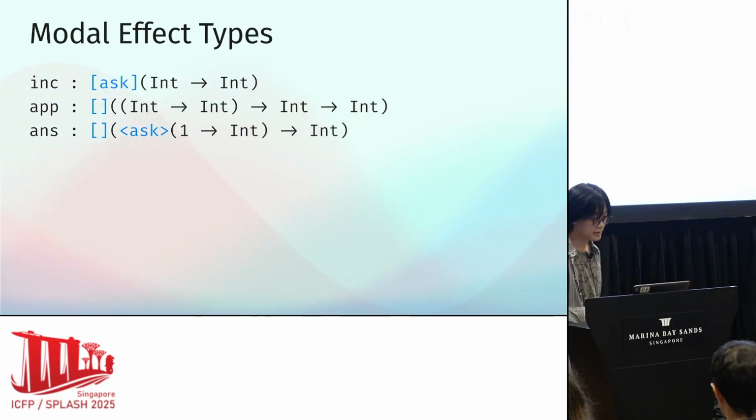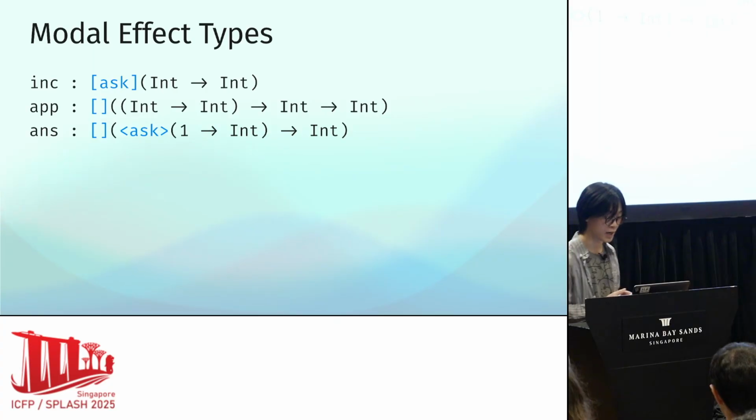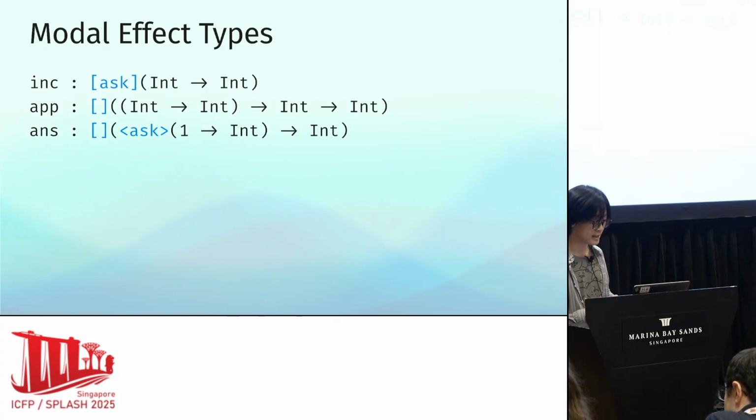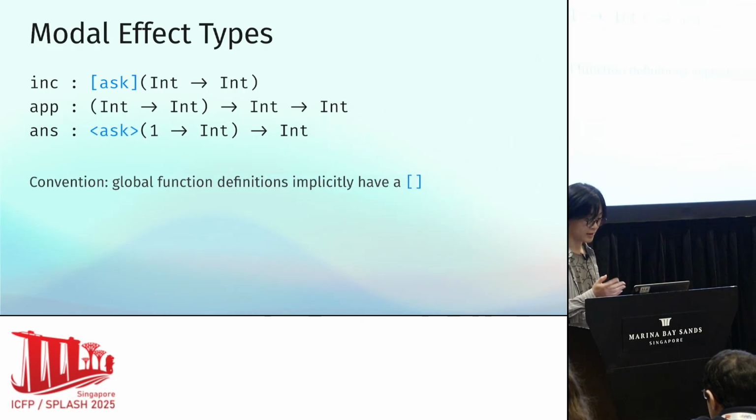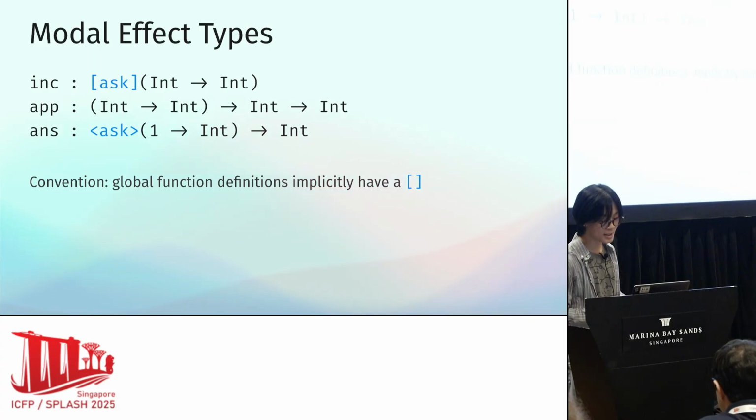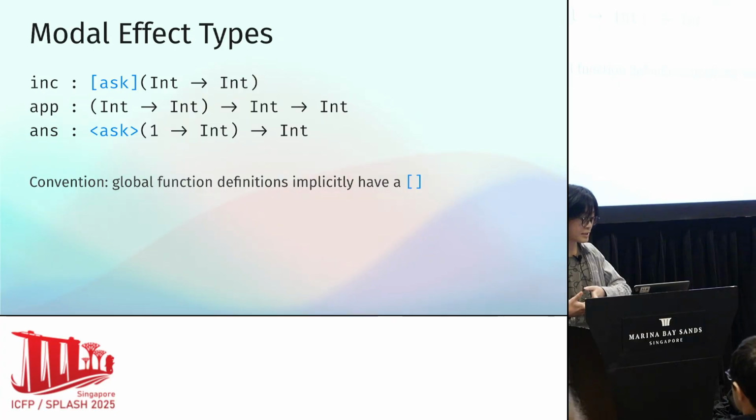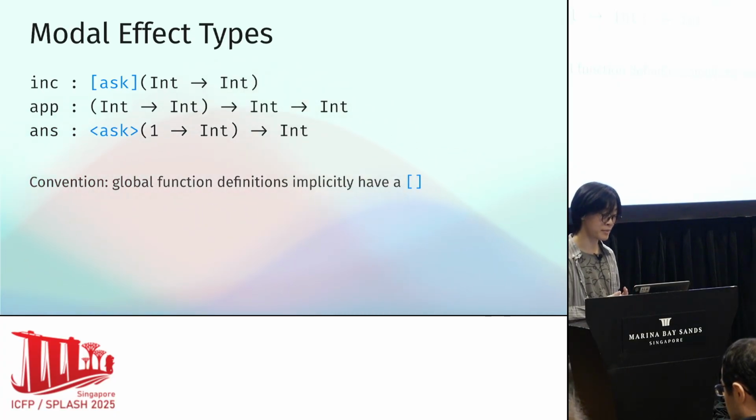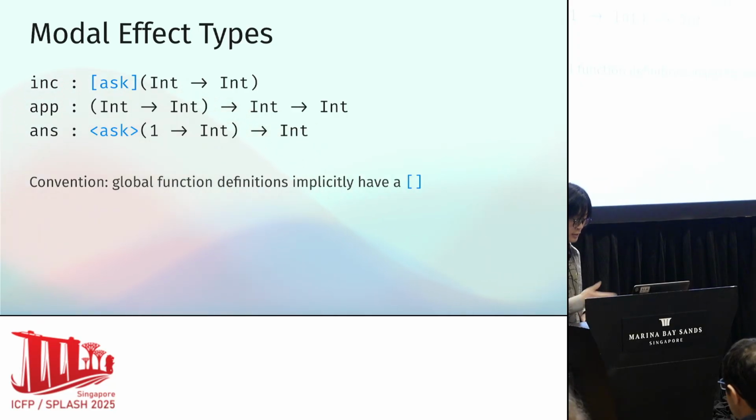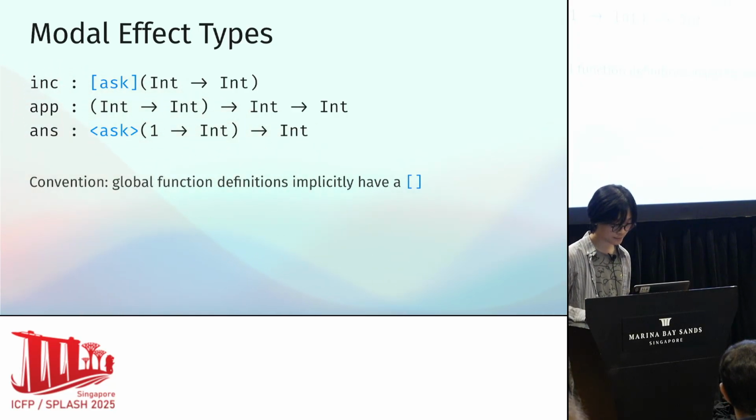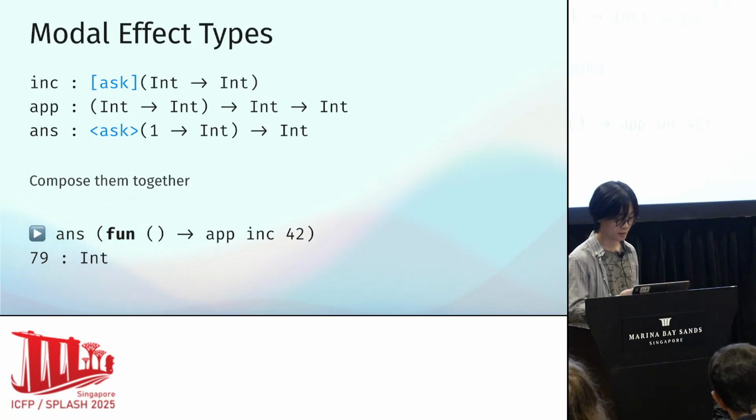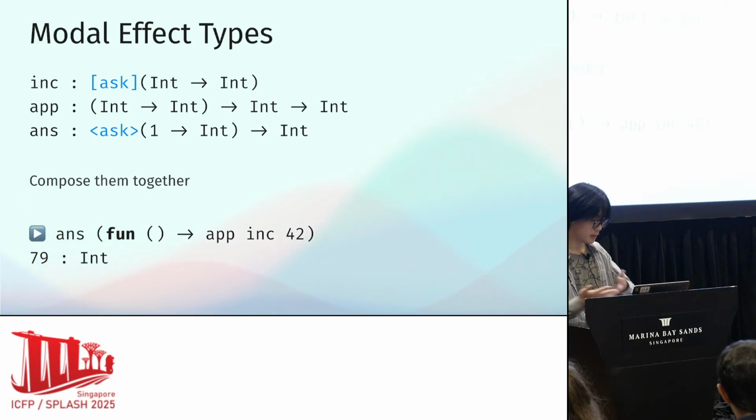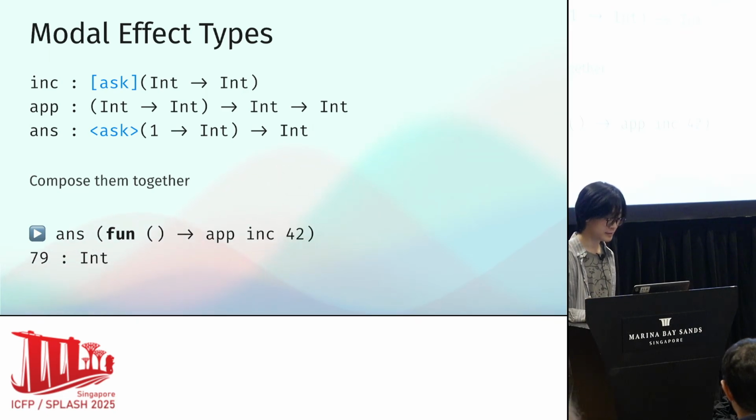So this is the basic idea of modal effect types. Instead of having some quantifiers and effect variables, we use these succinct modalities to track effects. And we have the convention that global definitions implicitly have an empty square bracket because global definitions should be pure. So the types become more succinct. And we can, of course, compose them together. There's one example of applying app to ink and handling it by ans.